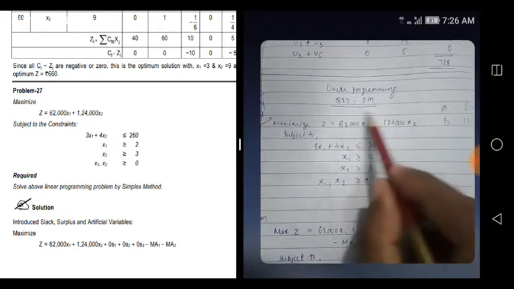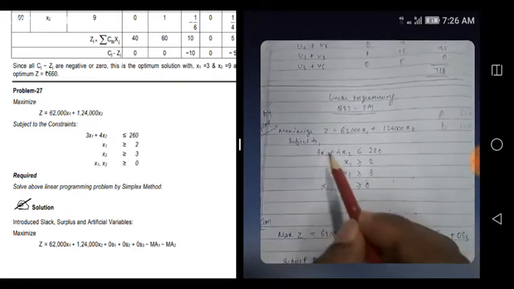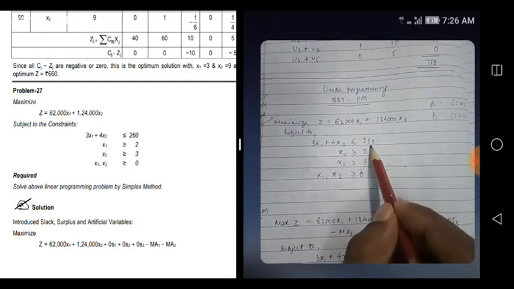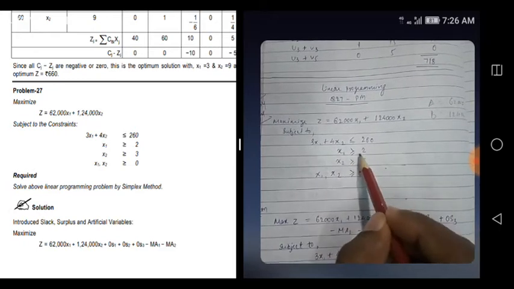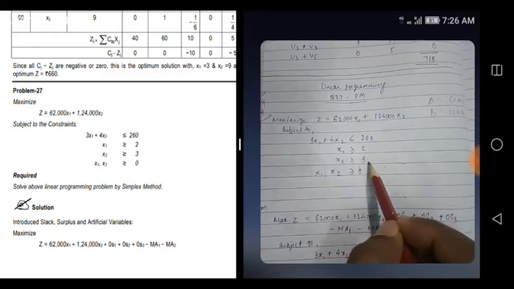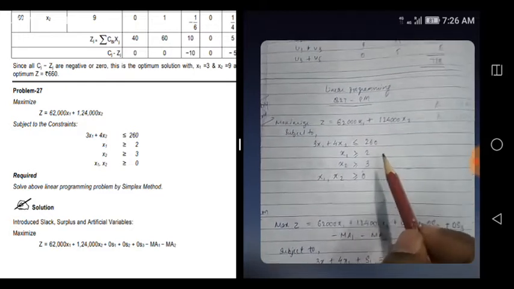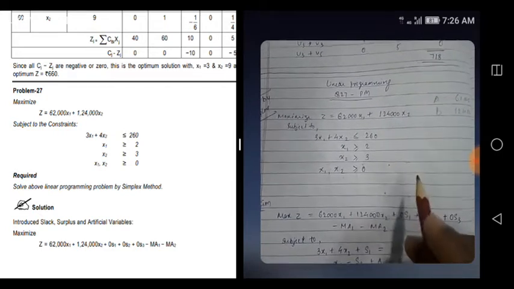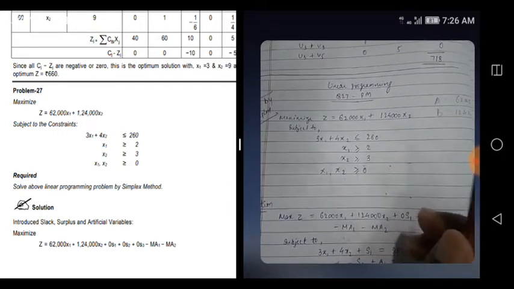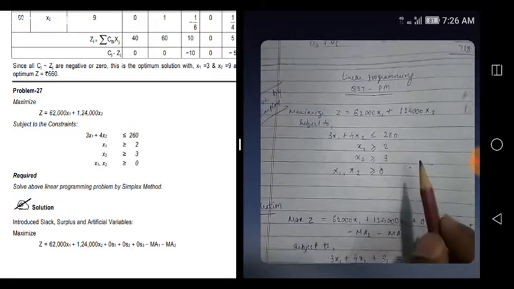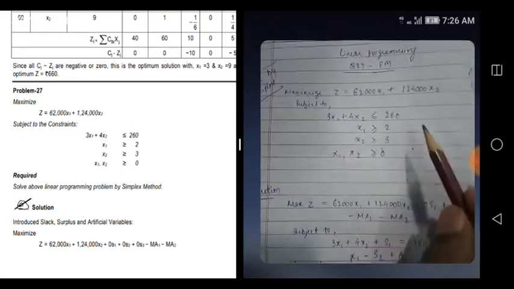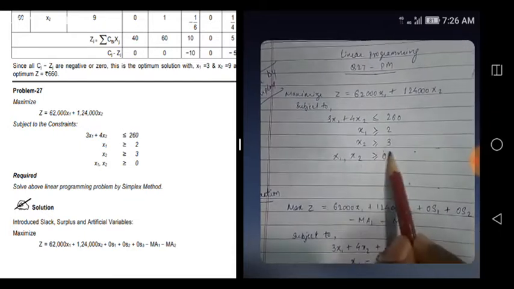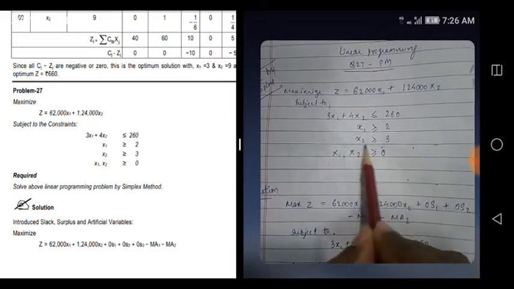But there are some constraints. It is saying subject to 3x1 + 4x2 ≤ 260, and x1 ≥ 2, x2 ≥ 3. Wherever there is more than one limiting factor, only then LPP comes into the picture. Otherwise, if only one limiting factor is there, that problem can be solved by marginal costing itself. See how many limiting factors are there: 1, 2, 3. This non-negativity constraint will always be there.